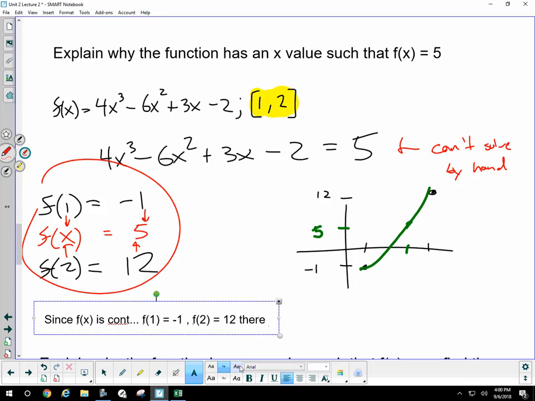There must exist. Now, it doesn't mean we'll be able to find it. It doesn't mean there's going to be only one. There must exist at least an x value between 1 and 2 such that, s.t. for short, f of x equals 5, by the intermediate value theorem.